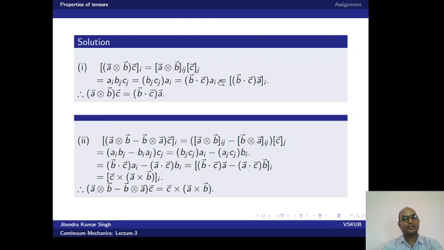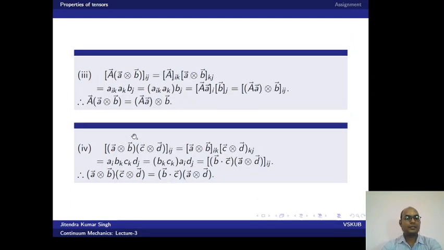The dot product of two vectors is a scalar. So this is (b dot c) a, its ith component. Since the ith component of the tensor product of a b with c is the ith component of (b dot c) a, and if the components of two vectors are equal, then both vectors are equal. Therefore both are equal.